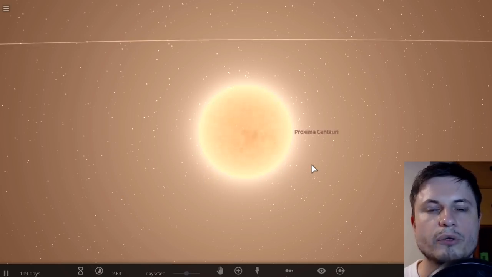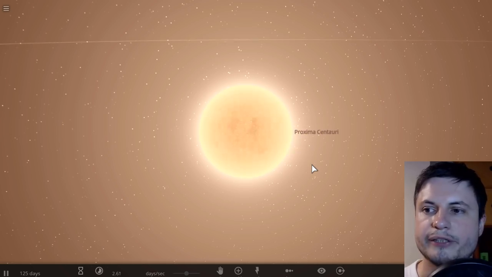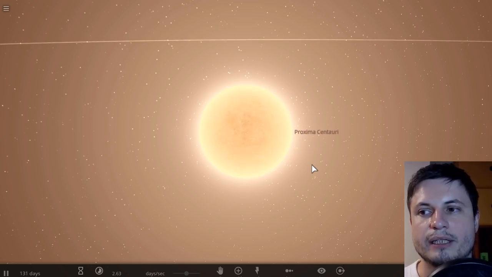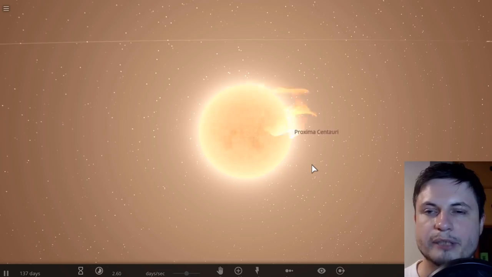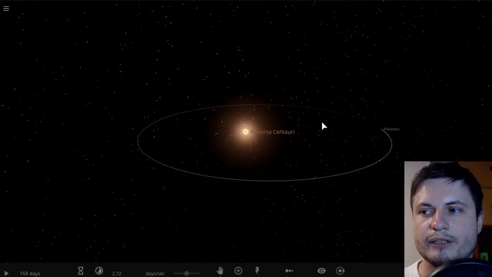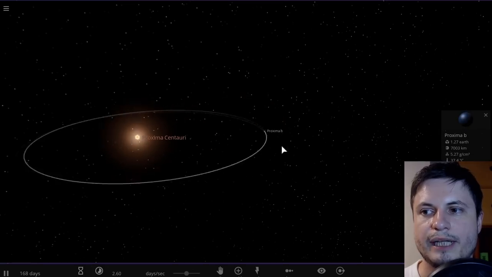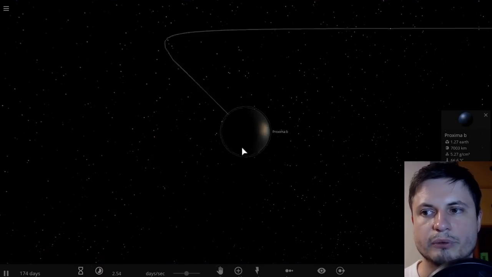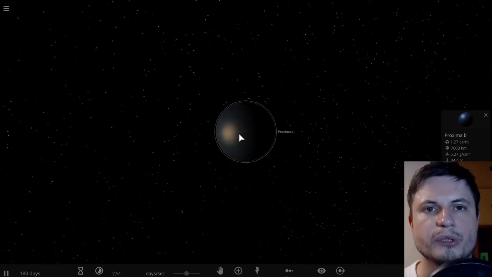You'll see a lot more eruptions, a lot more flares, and during that time there's a very high chance that any planets like Proxima Centauri b, for example, will very likely be entirely stripped of any atmosphere and possibly also liquid water. So that's kind of the assumption today.